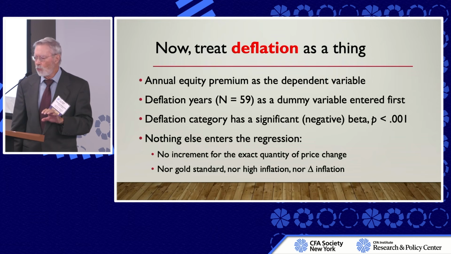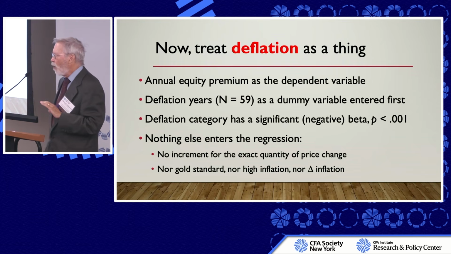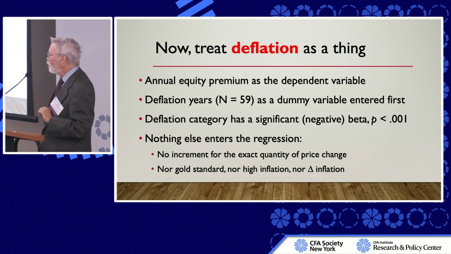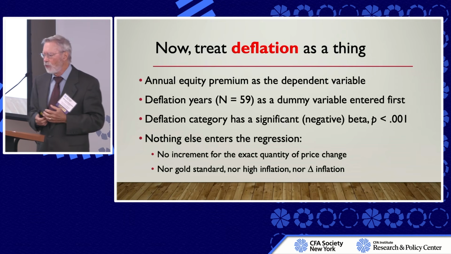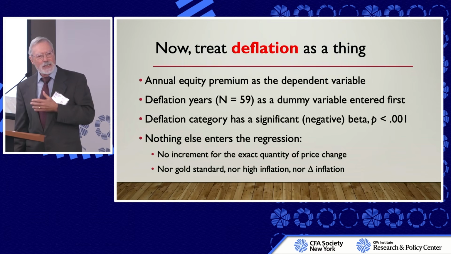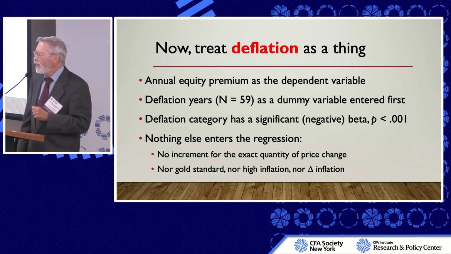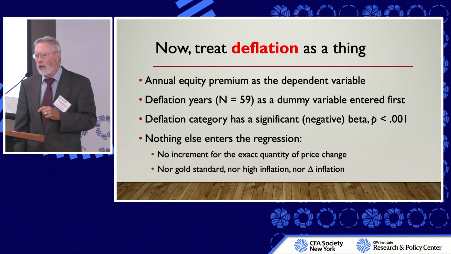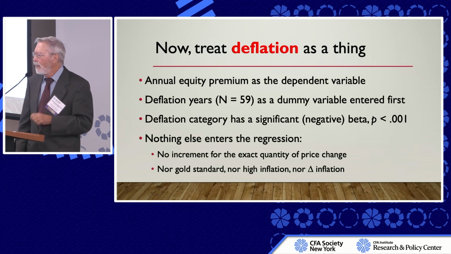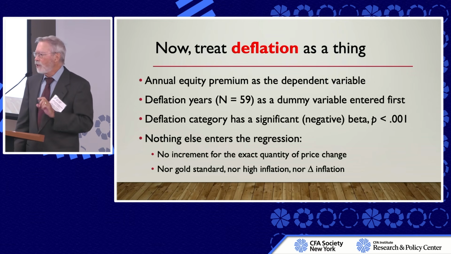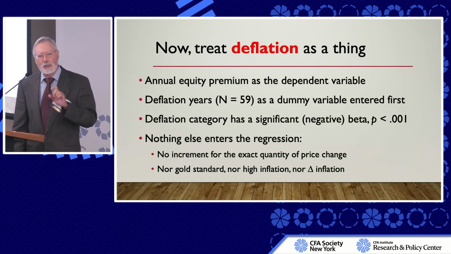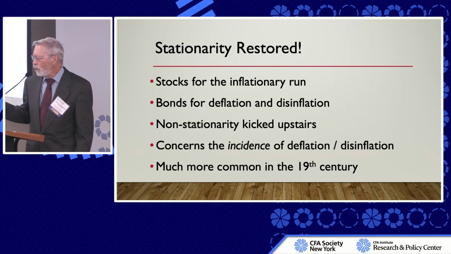equity premium realized. Now, the game with hierarchical regression is you take your best theoretical shot first, and then you see if anything else can make it into the regression. So first thing I add is the exact quantity of price change, D nada. Next, I distinguish the gold standard years before 1934, D nada. Then I give a dummy variable for high inflation, D nada. Then for change of inflation, nothing. Deflation is the single best predictor I had for the annual equity premium.